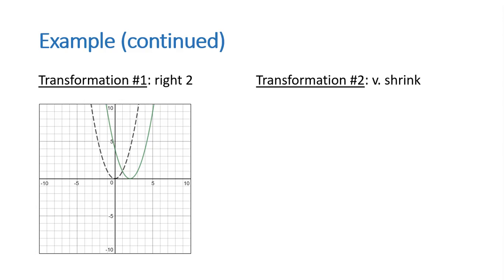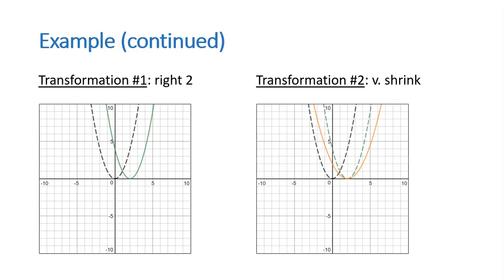Our next transformation is a vertical shrink. So we're taking the second graph, the graph we found from the shift, not the parent graph, but our current graph, the green graph, and we're going to shrink it vertically. So we're going to take the tails of that graph and we're going to press them towards the x-axis. So it's essentially going to become a wider graph.